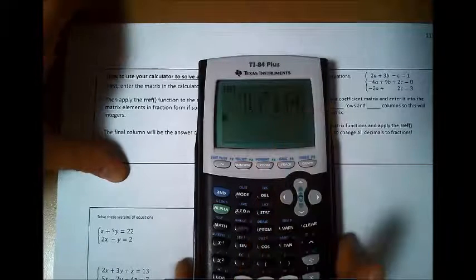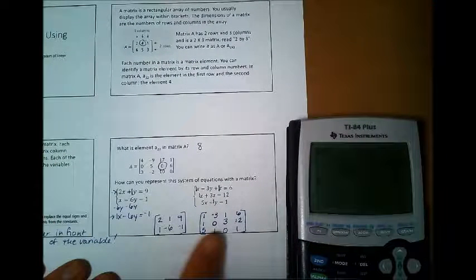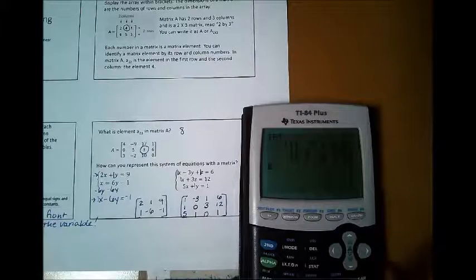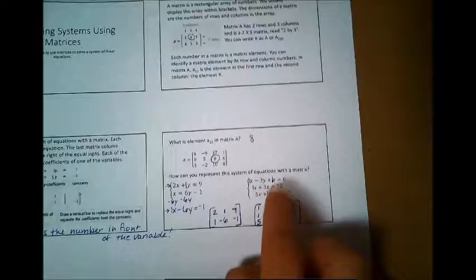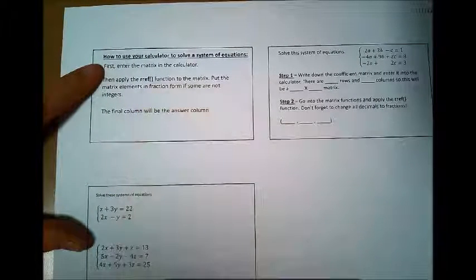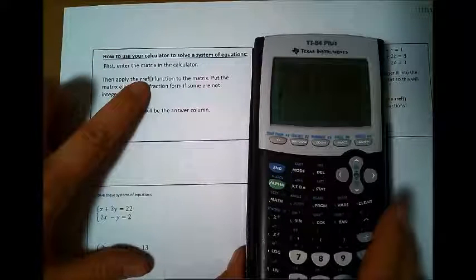If I've lost you and you're saying, where did you get these numbers, Mrs. Lons? It's right here. I put this matrix right into the calculator. See how similar they look? Very, very similar. So, if I wanted to solve this system of equations following these steps, we did step 1. That's what we just did. Step 2, we're going to apply the reduced row echelon form function to the matrix.